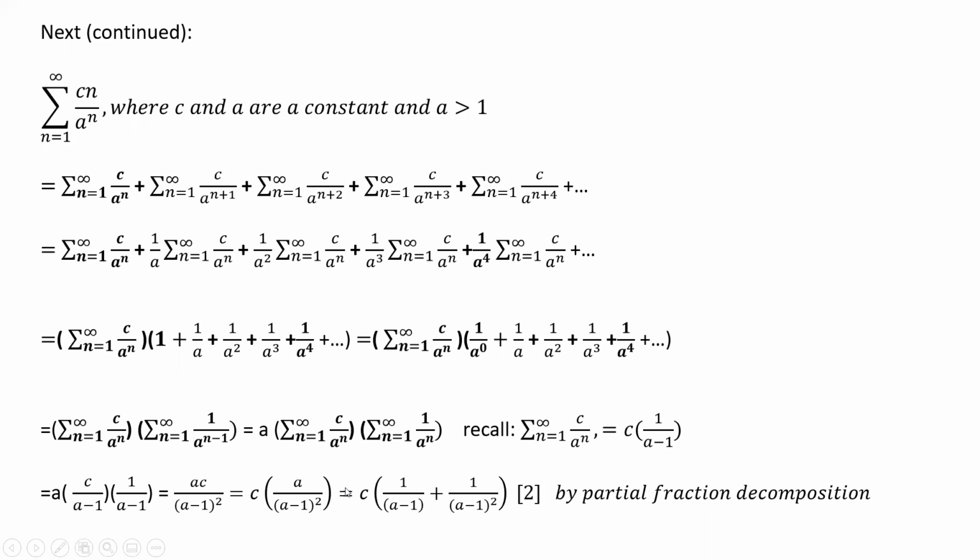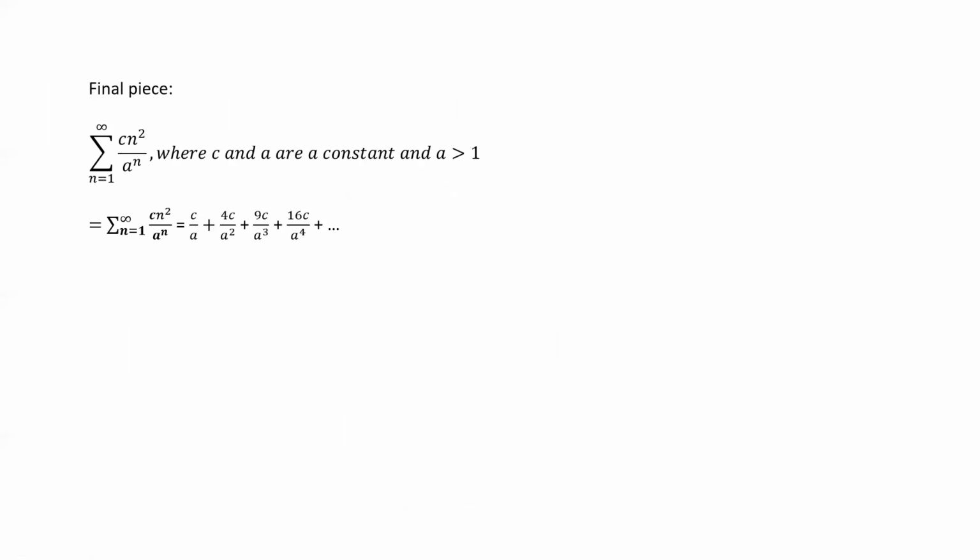Okay, we did the constant term and the linear term. Now let's establish a way to find the quadratic term. And then we can actually answer that particular question and then go on and generalize this further. So much like last time, I'm just going to list out all the terms. And so c n squared would become c over a, 4c over a squared, 9c over a cubed.